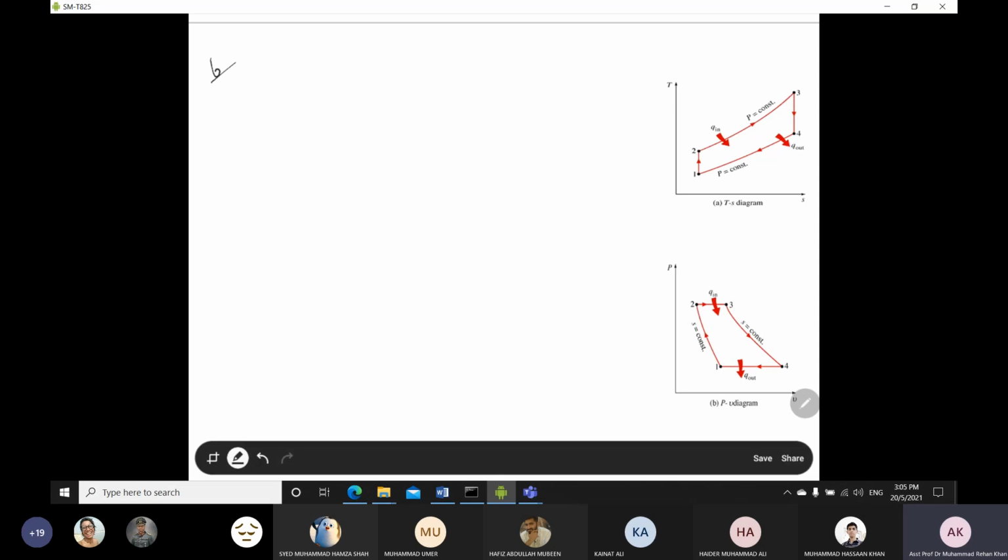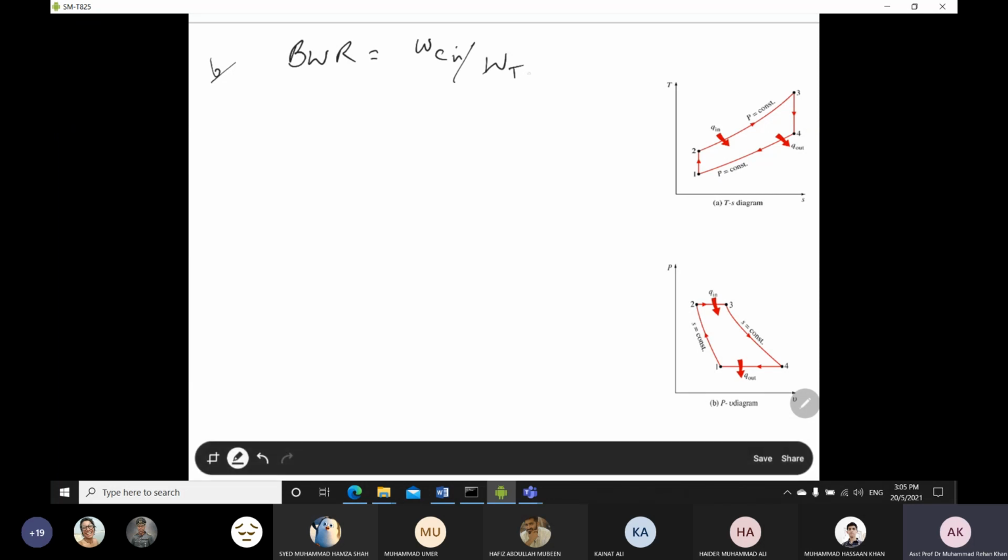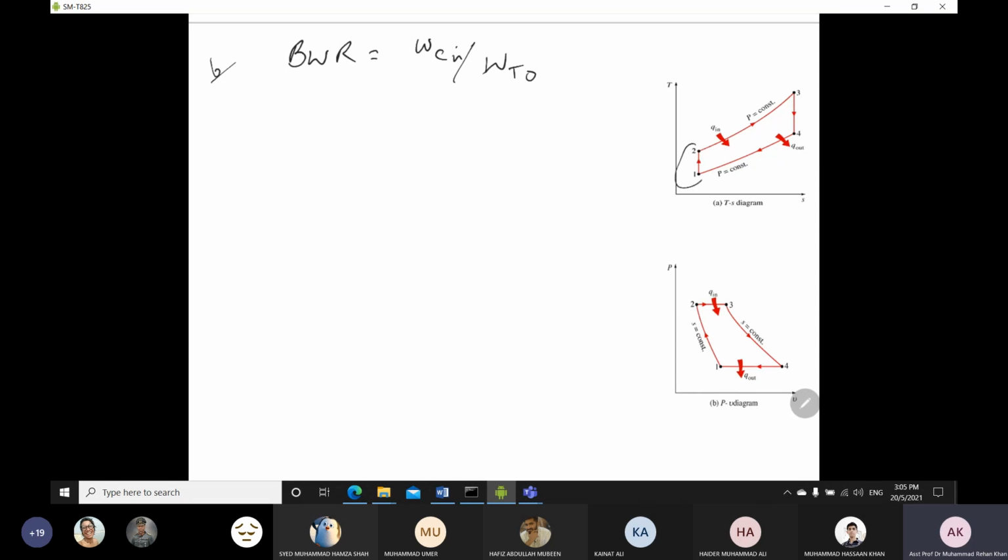In part number B, you have to find the back work ratio. The back work ratio is basically the ratio of your compressor work over turbine work. For the compressor we have to supply the work, and from the turbine we will get some work. The compressor is between 2 to 1 and the turbine is between 3 to 4.